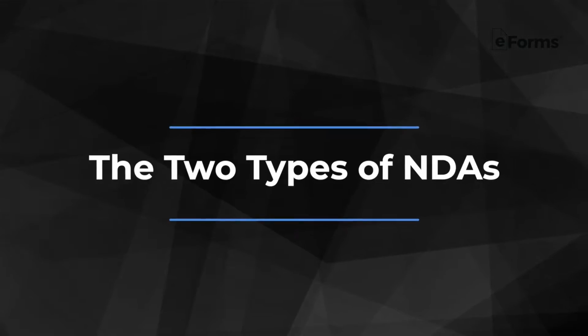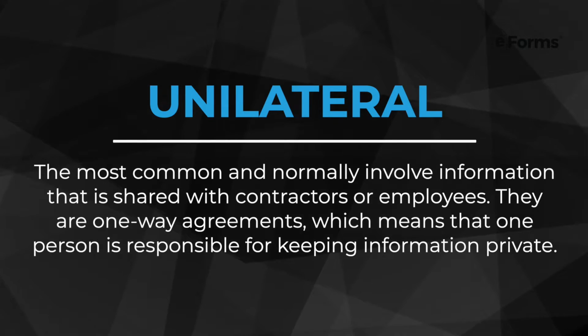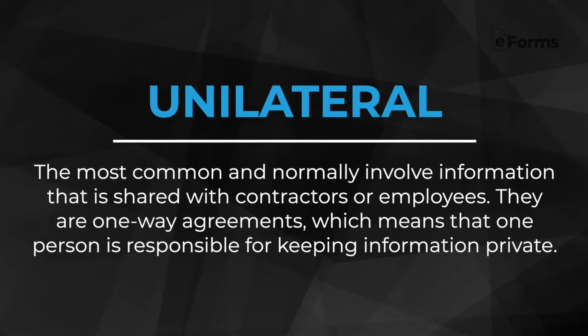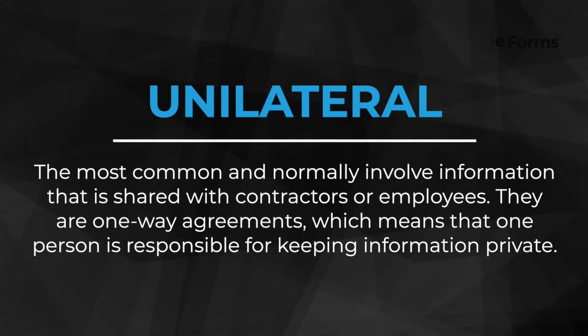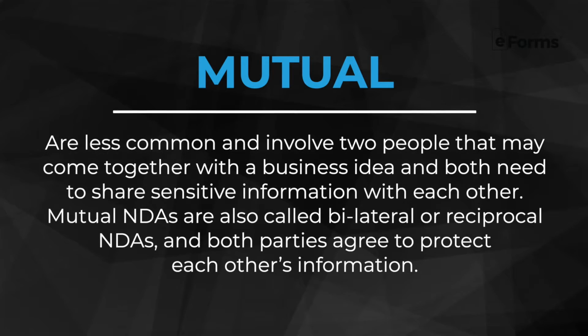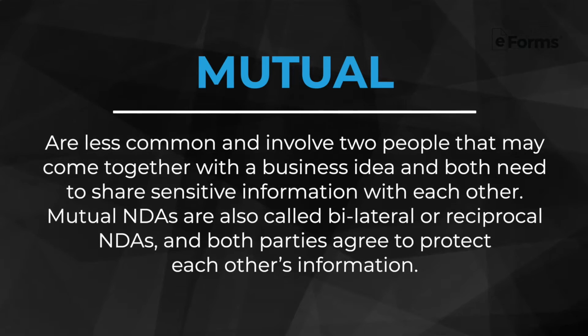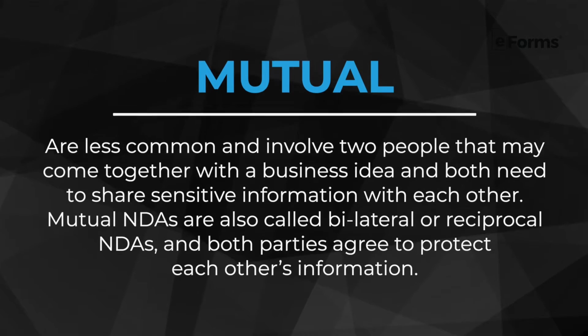The two types of NDAs. There are two kinds of NDAs used: unilateral and mutual. Unilateral NDAs are the most common and normally involve information that is shared with contractors or employees. They are one-way agreements, which means that one person is responsible for keeping information private. Mutual NDAs are less common and involve two people that may come together with a business idea, and both need to share sensitive information with each other. Mutual NDAs are also called bilateral or reciprocal NDAs, and both parties agree to protect each other's information.